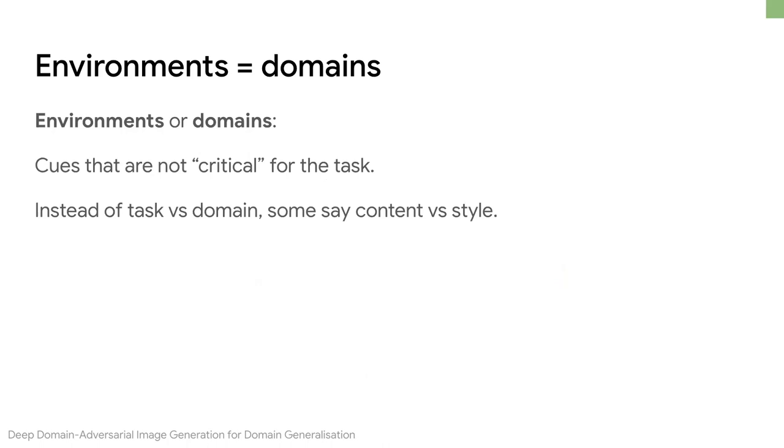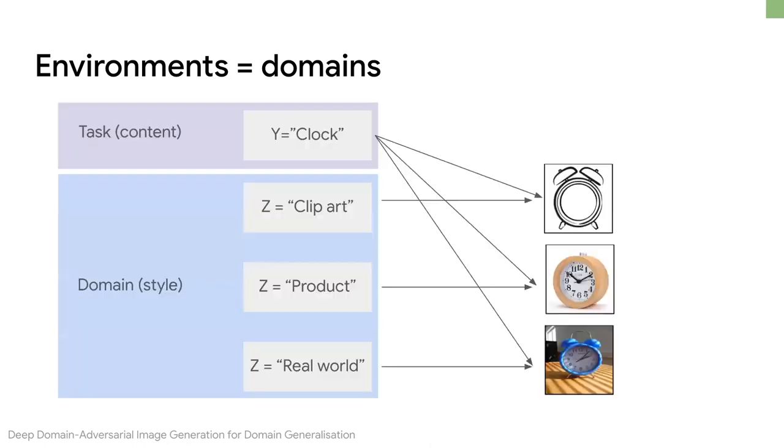Now there are further terminologies like environments and domains. I would say these are still cues, different variants of cues, but these are not necessarily critical for the task. So these are all other variations which are not critical, not causing the task label to change. Some people say task versus domain, where the task is the one that matters and domain is the one that does not matter, right? In some contexts, people say content versus style. The content is the one that matters, and style is something that's changing and does not matter for the task.